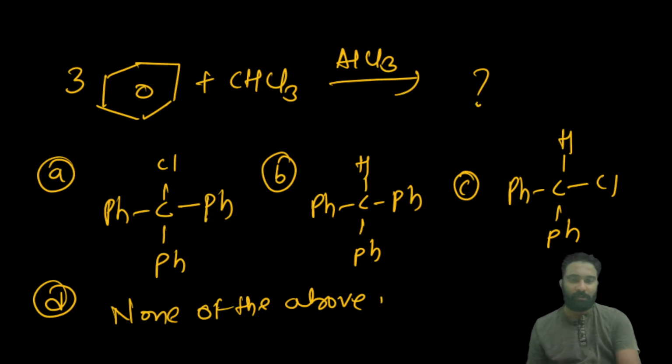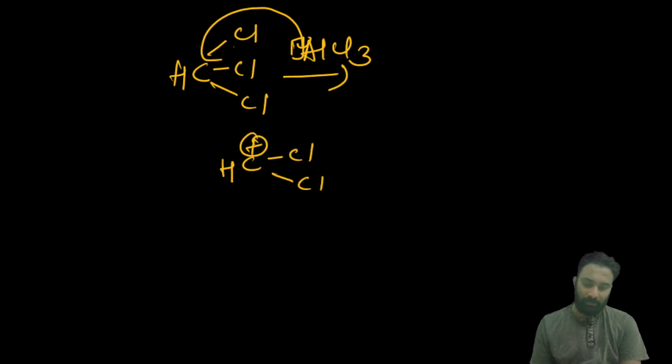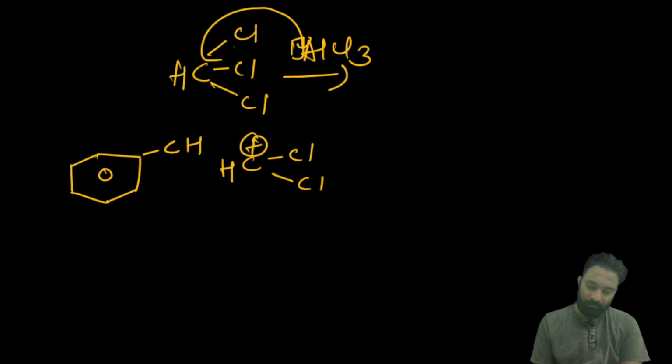Whenever 3 moles of benzene are given, first we have CHCl3. Now we have AlCl3. First, this chlorine will be eliminated, and an electrophile is generated. This electrophile will go and attack the benzene in this manner. Here one Cl, here one Cl. Is it clear up to now? This is the first mole.